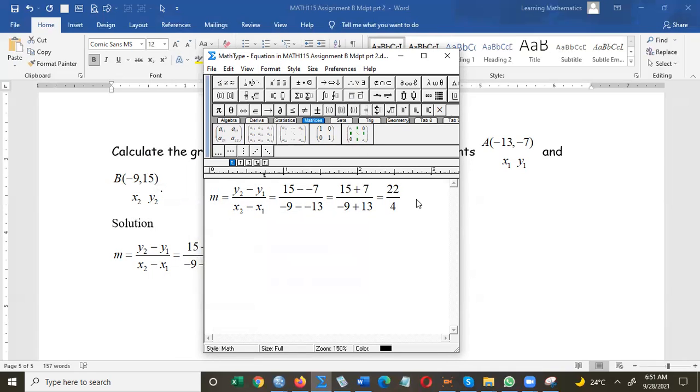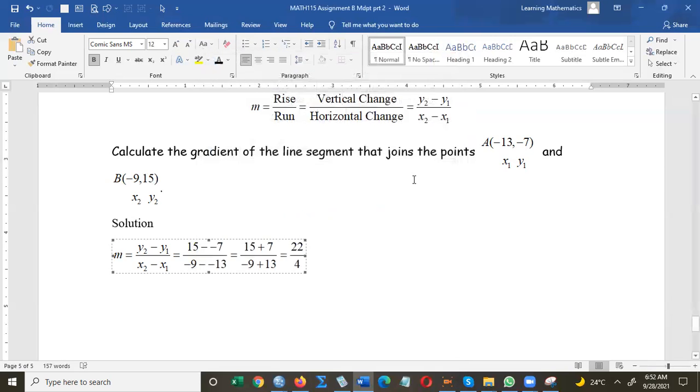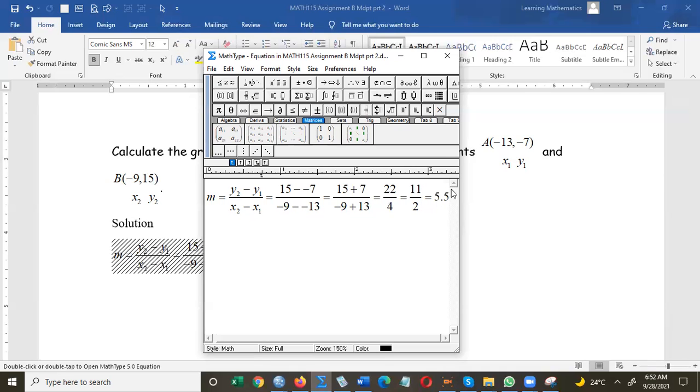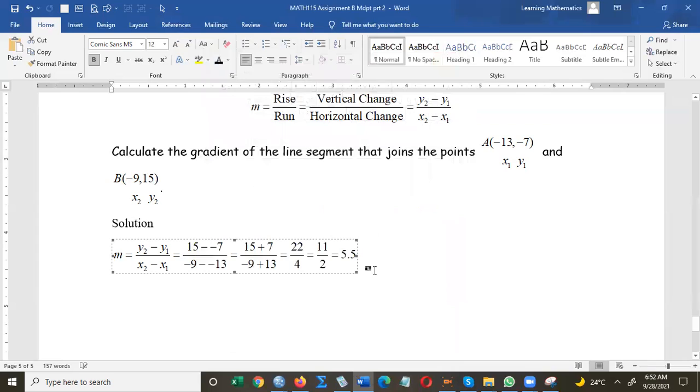This can be simplified to 22 divided by, sorry, 11 divided by 2. So the gradient is basically 11 divided by 2 in that case. You can leave your answer as a fraction if you want, or you can put it as a decimal. You have a nice terminating decimal here, 5.5.